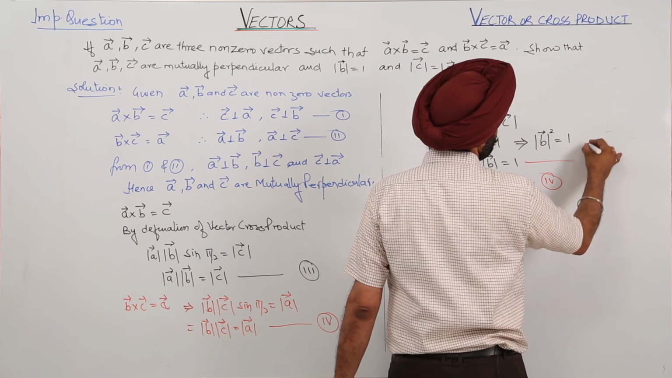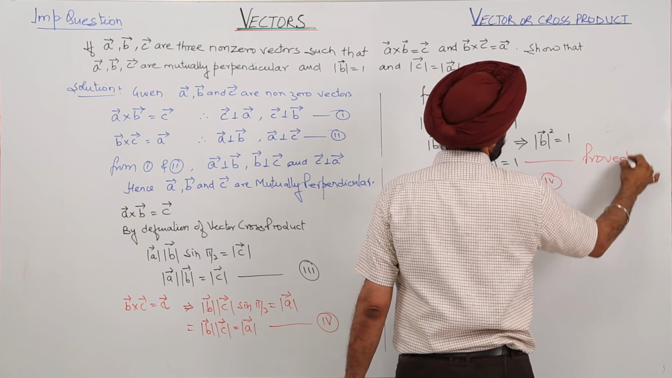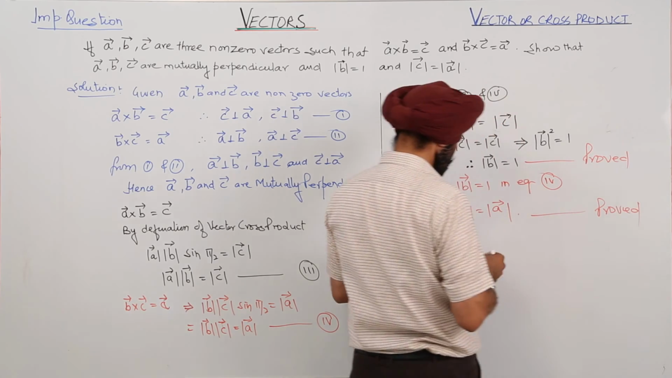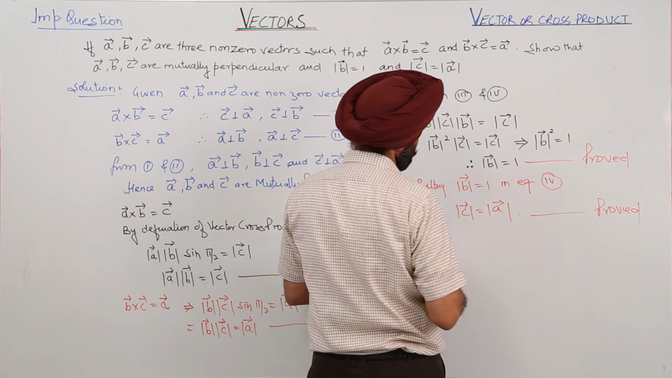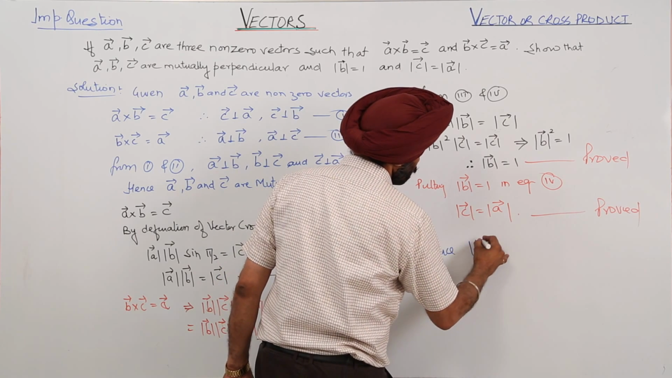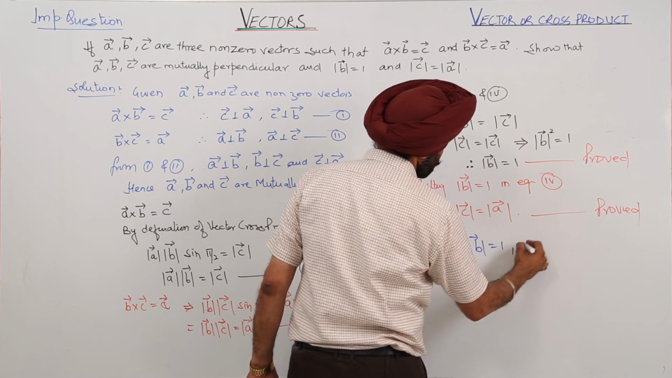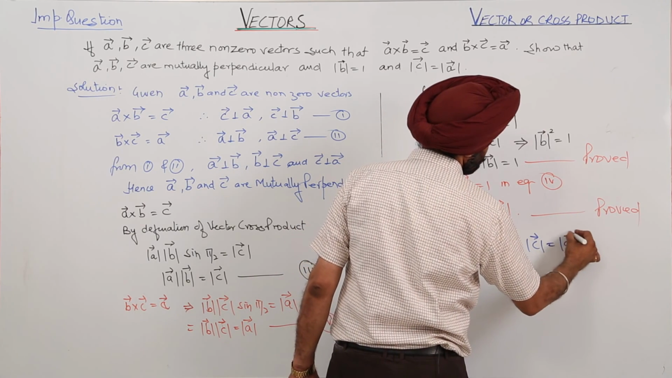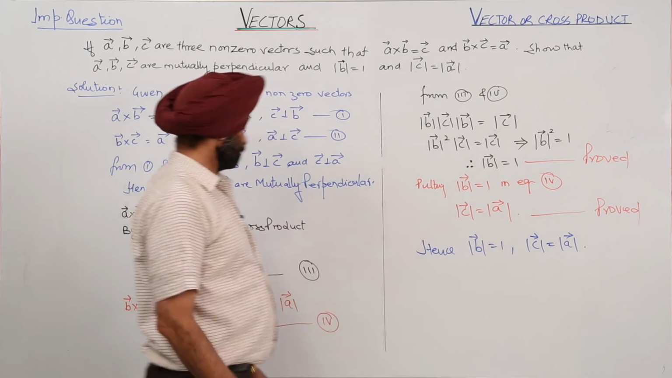So, this we have proved and this we have proved. Hence, magnitude of vector B is equal to 1 and magnitude of vector C is equal to magnitude of vector A. Solved.